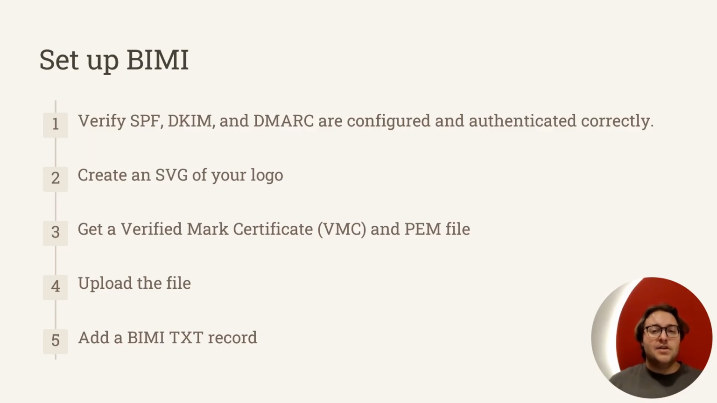Next, you'll need to obtain a verified mark certificate, and the corresponding PEM file is required to authenticate your logo and prove ownership. Once you have the VMC and PEM file, you need to upload them to the appropriate platform or service provider. The final step is adding a BIMI text record to your domain's DNS settings. This record points to the location of your logo and enables BIMI functionality.